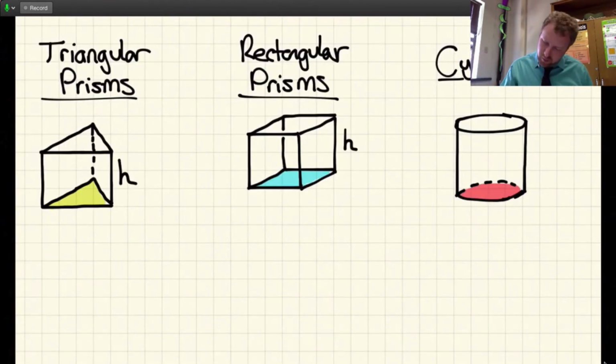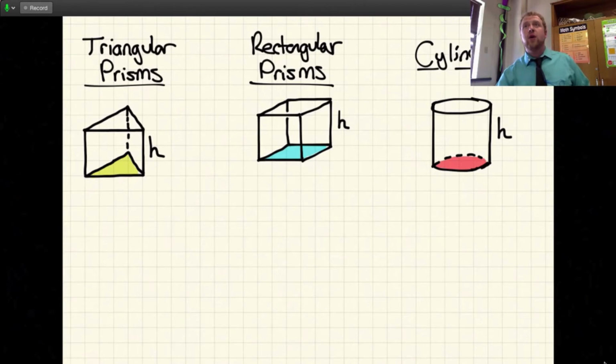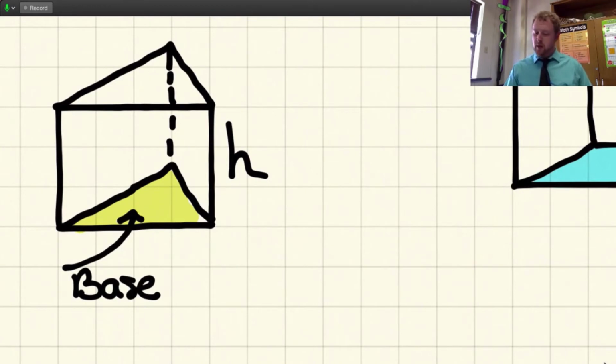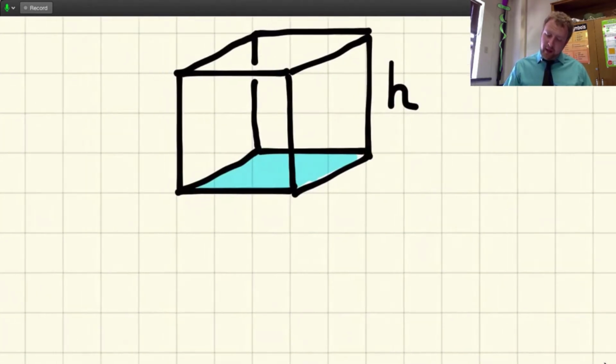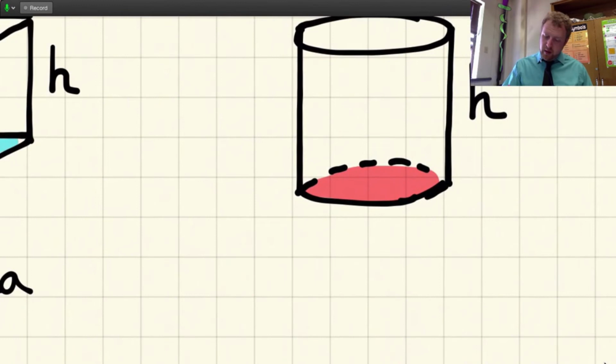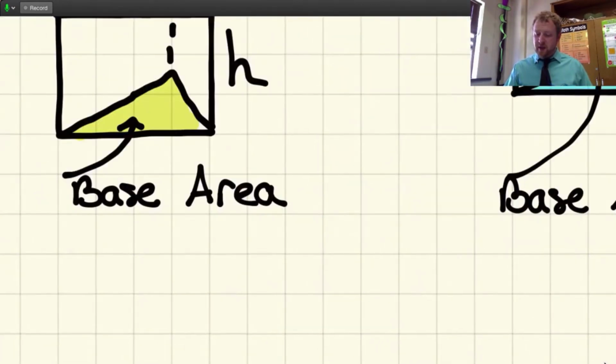Here's the thing about prisms, cylinders. Notice that I've colored the base of each one of them. This right here is the base, and it has an area. And then over here, this is a base, and it has an area. And then over here, this is a base, and it also has an area. But each one of them is a little different.